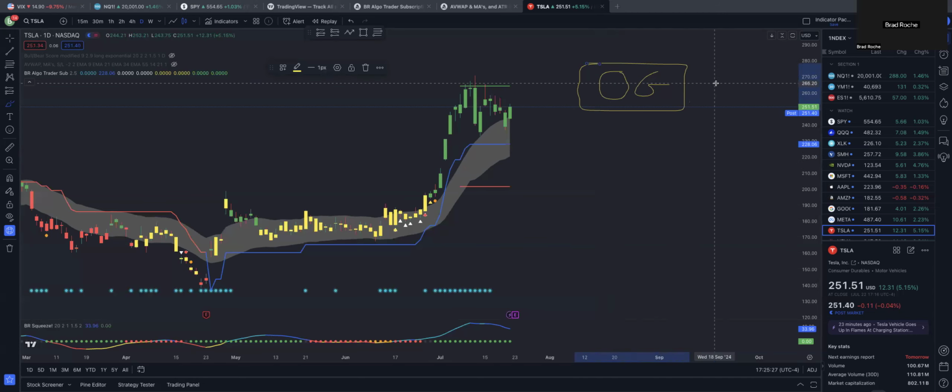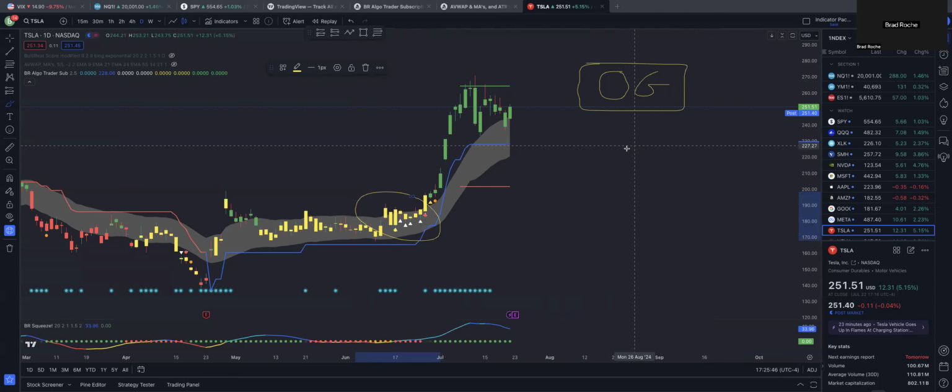These take into account, give or take, 8 different items to generate these buy and sell signals. So here's Tesla just a few weeks ago. I'm sure everyone remembers this run up. We had buy signals here, and we got this huge run up.